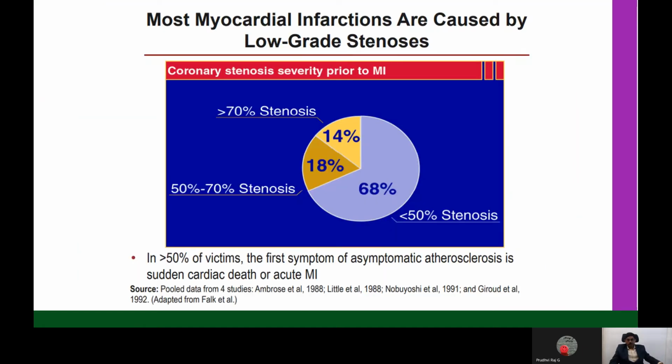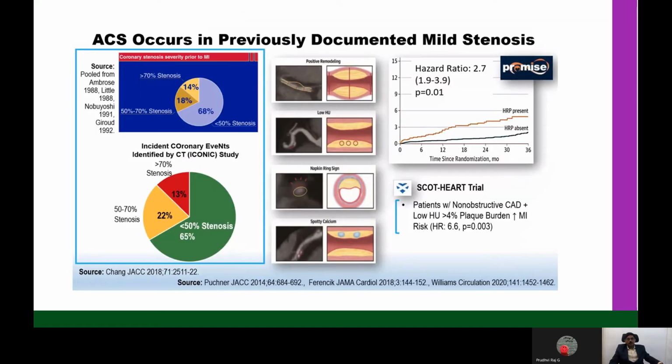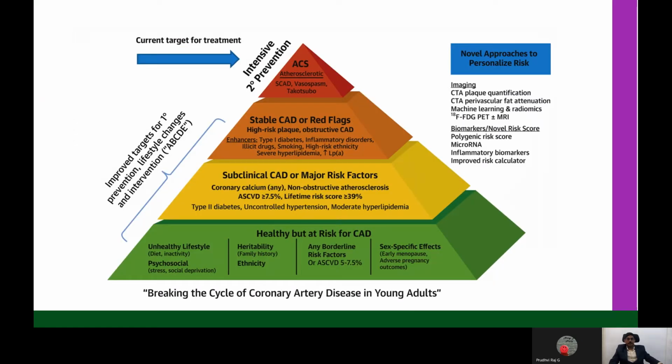So we have known this for many years, that mild stenosis is often the responsible lesion or the culprit lesion for acute coronary syndrome, as is proven in the recent trials, the SCOT-HEART trial and the PROMISE trial. So subclinical CAD and the major risk factors are improved targets for primary prevention, lifestyle changes and intervention, and intensive secondary prevention when there is acute coronary syndrome.